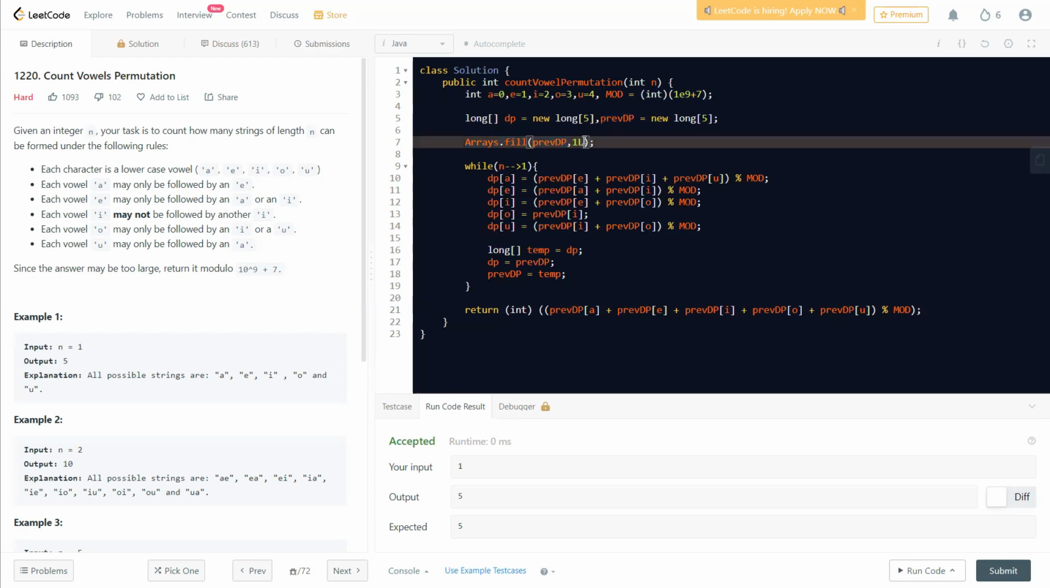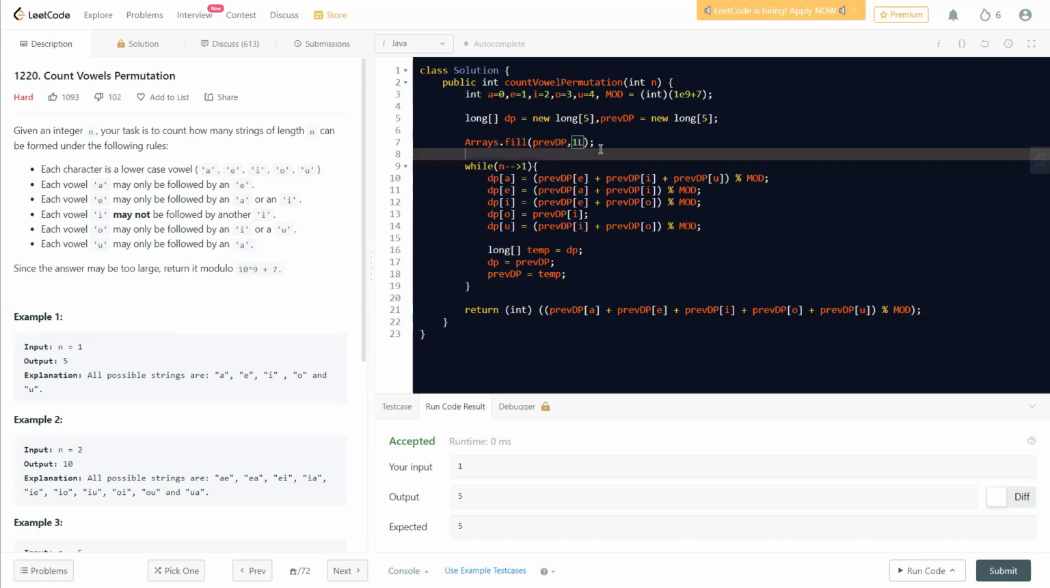So 1L is like, whenever you are filling something with long values, you write a capital L at the end. Now, after filling this, why are we doing this? We are basically doing this step for the first calculation when n is 1. Whenever n is 1, there's no need to go ahead with further calculations. So we filled all the previous values as 1, 1, 1, 1, 1. If we sum all those, that will be 5.